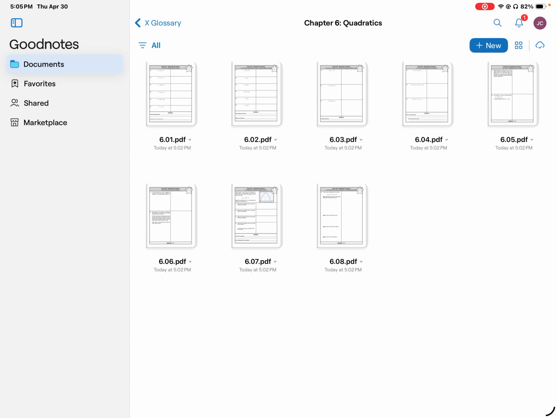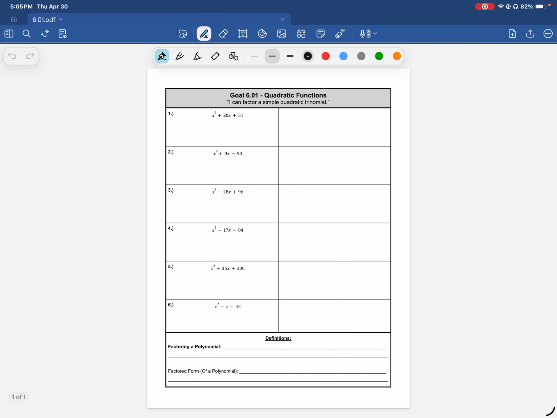Hope you're doing well. I have asked your sub to go ahead and give you the next set of papers for your glossary. This is going to be chapter 6, all on quadratics, and there are 8 papers. My intention for today is to give you some time to get caught up on your glossary and take a look at a couple of pages from chapter 6. So let's just look at each of these.